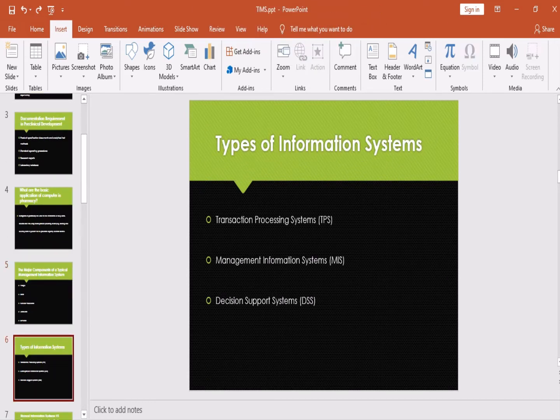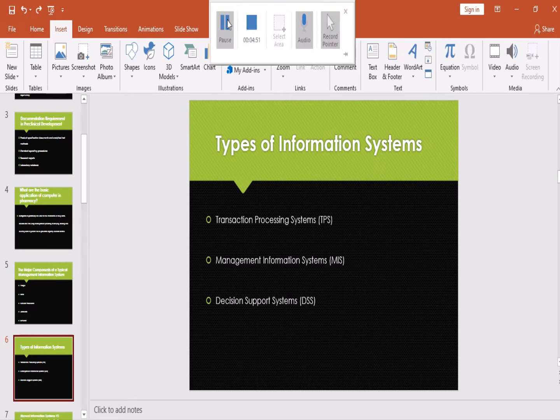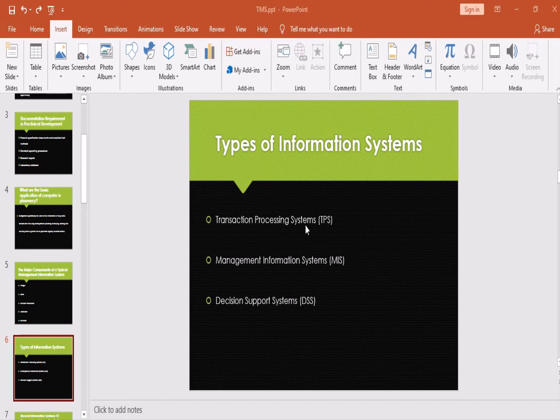Next is the types of information system. There are three types of information systems: transaction processing system, management information system and decision support system. These three play a major role in text management systems also. Information tells us about the process. The transaction processing system is the type of information system used to record the day-to-day transactions of a business.